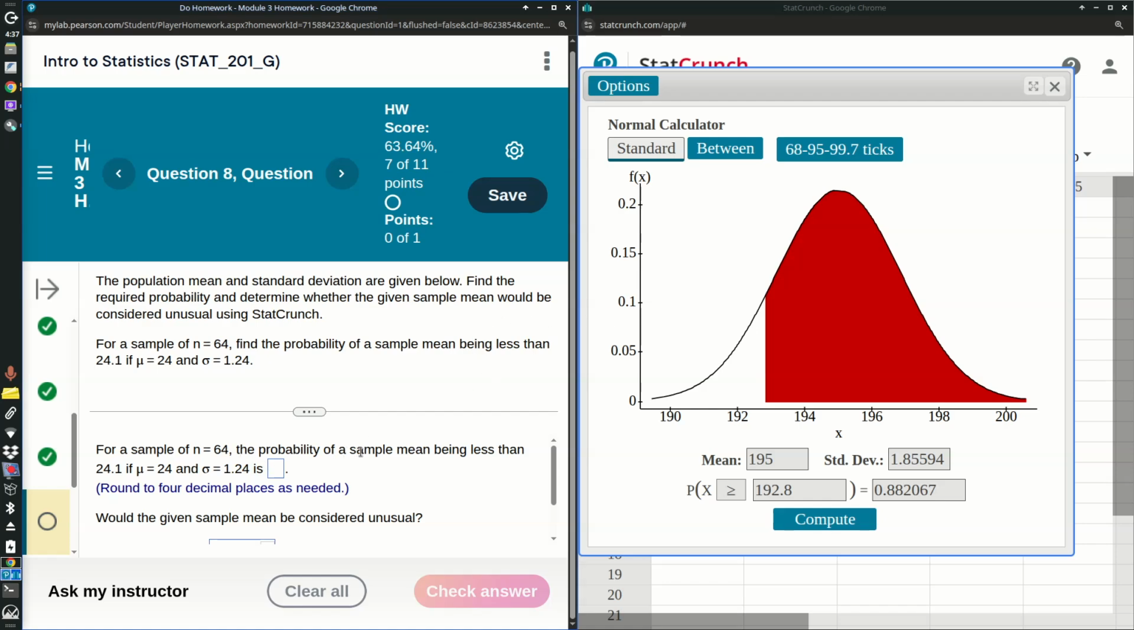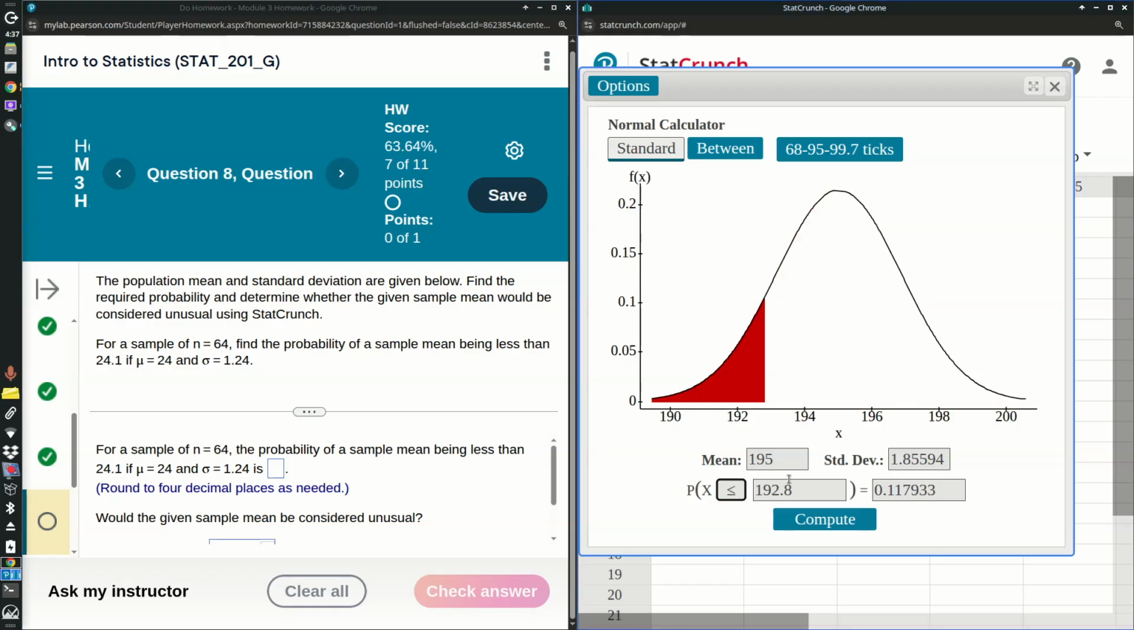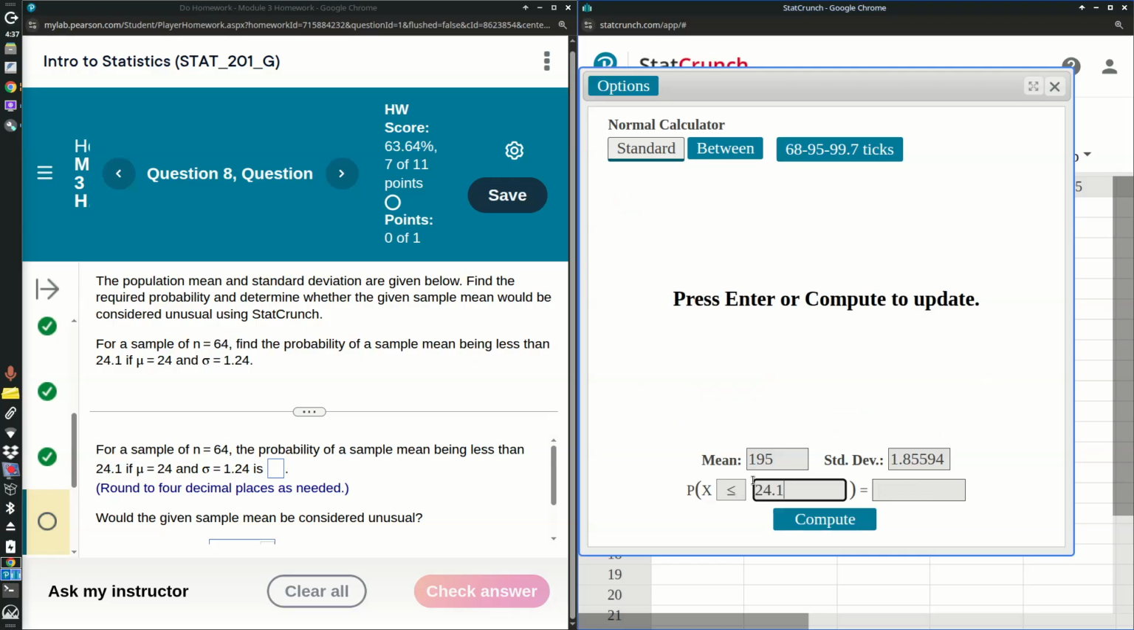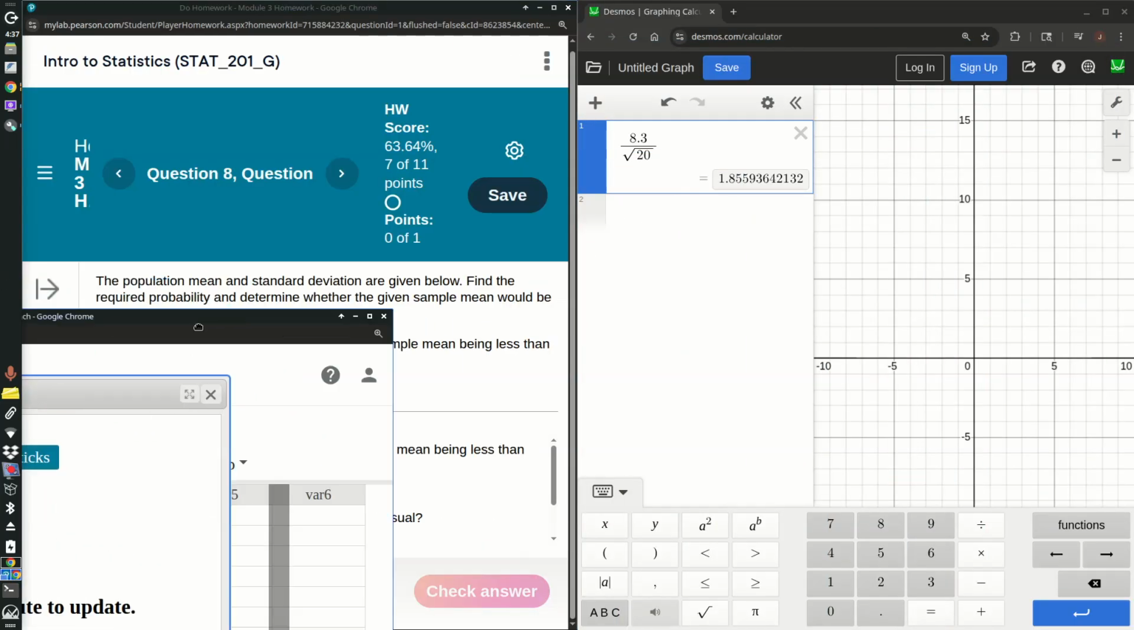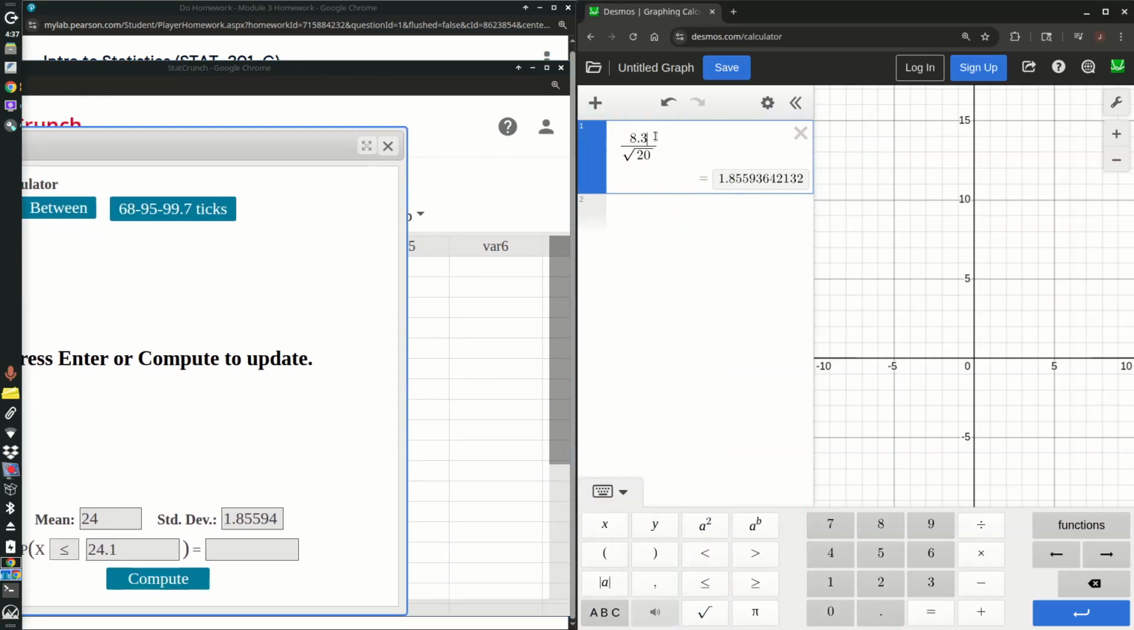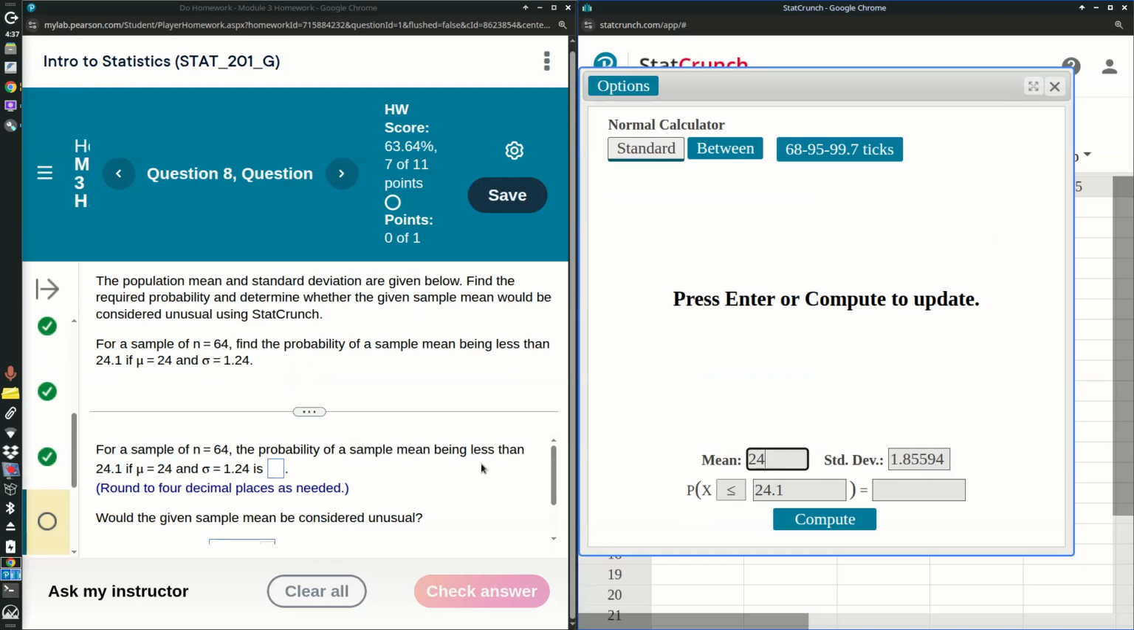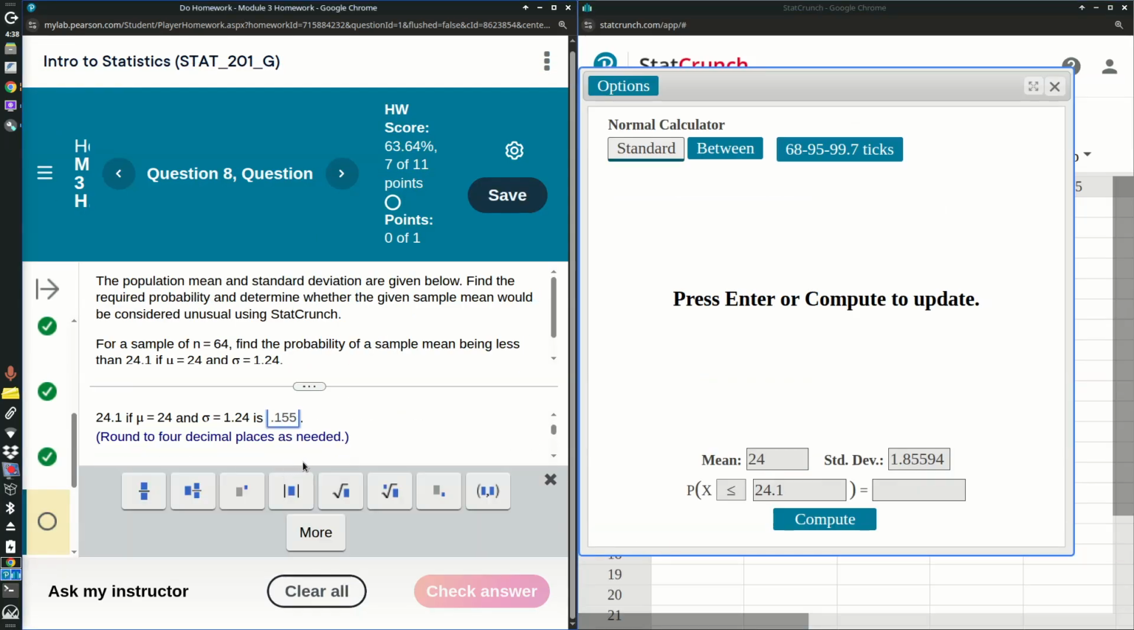For a sample of 64, the probability of a sample mean being less than 24.1 is blank. Okay, so we're just filling in. Let's do less than and 24.1 because that's the question. And then what's the mean? The mean is 24. And now it tells us our sample's 64 and sigma is 1.24. So I need to do 1.24 divided by the square root of 64 or divided by 8. Again, it may be easier if you have a handheld calculator, but this is going to be 1.24 divided by the square root of 64, which is 0.155. Let's see how 4 decimal places. If it's exact after 3, that should be enough.